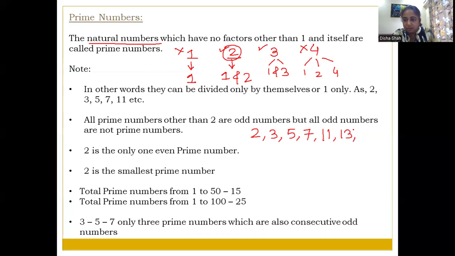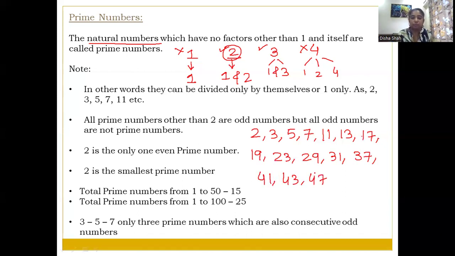Then 13. 15 नहीं आएगा क्योंकि वो 5 और 3 के टेबल में हमको दिखता है. Next is 17, 19. 21 नहीं आएगा क्योंकि वो 3 और 7 के टेबल में आता है। 23, 25, 27 we can't write. 29, 31, 33, 35 we can't write. 37, 39 3 के टेबल में आता है, 13 के टेबल में आता है, नहीं चलेगा। Next 41, 43, 47. So these are the prime numbers from 1 to 50.